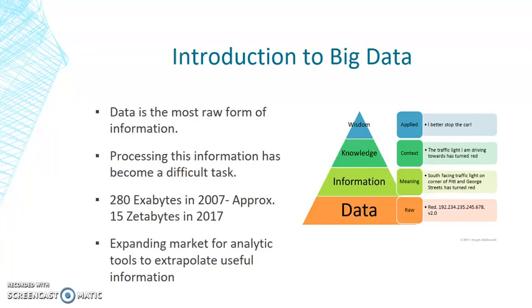Data is the most raw form of information, and processing all this information has become a difficult task in the modern day. This is because of the recent explosion of the level of data on the internet. So for a quick example, in 2007, there were approximately 280 exabytes of data on the internet. And by 2017, this number had jumped to 15 zettabytes. And keeping in mind that one zettabyte is a million exabytes, you can see this is substantial growth.